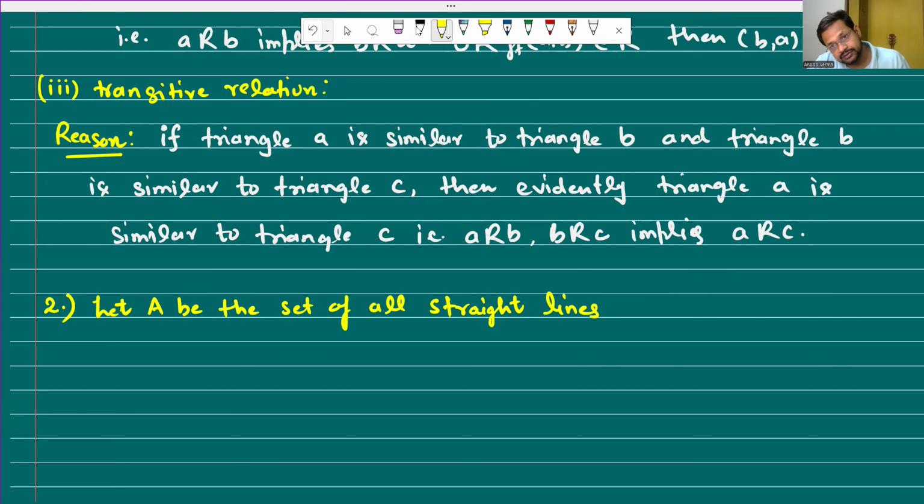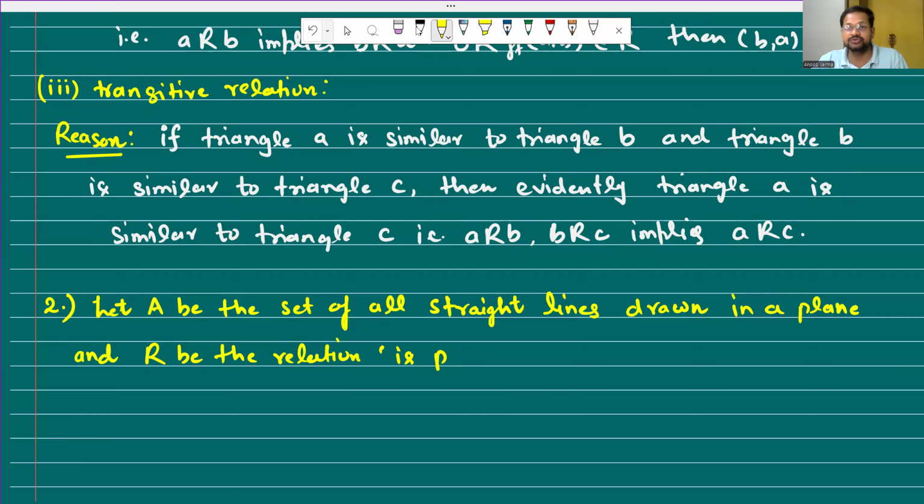Lines drawn in a plane, and let R be a relation. कैसा रिलेशन है? Between the lines is perpendicular. एक लाइन किसी दूसरे से रिलेट करेगी if both are perpendicular, है ना? Perpendicular to one another.